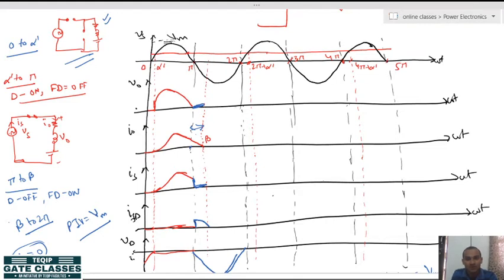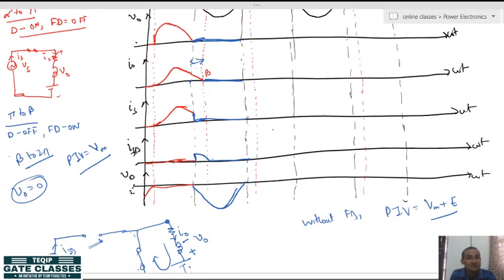The output voltage will be 0. The output current, the load current, is also 0. The source current is also 0. The freewheeling diode current is also 0, and the diode voltage we have already made. But here you can see that since the current is discontinuous, after the beta point, again the effect of E will be seen on the main diode. So after this, again this waveform will shift like this.